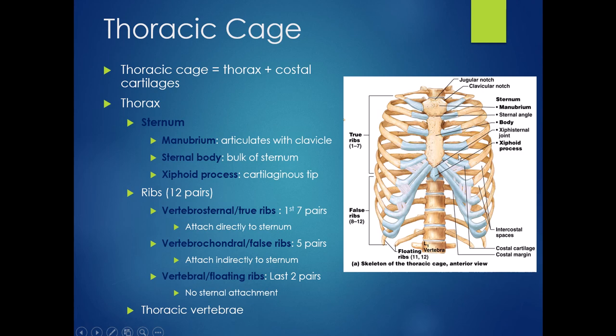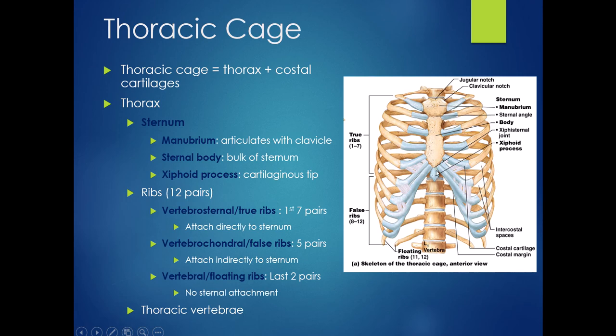If we look at the thoracic cage, essentially what we're looking at is the thorax plus the costal cartilages. The thorax consists of the sternum, the ribs, and then the thoracic vertebrae, because it's only the thoracic vertebrae that have ribs attached to them. None of the other vertebrae have ribs attached to them.